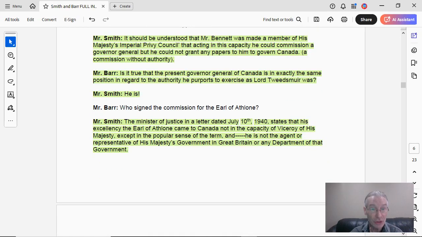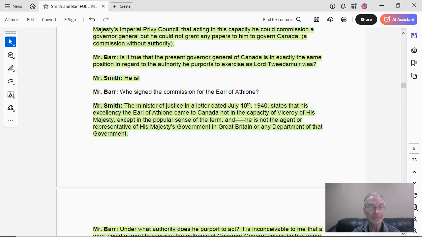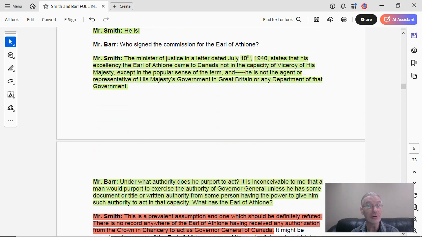Mr. Barr, is it true that the present Governor General of Canada is in exactly the same position in regard to authority he purports to exercise as Lord Tweedsmuir? He is. The Minister of Justice, in a letter dated 10th of July 1940, states that His Excellency, the Earl of Athlone, came to Canada not in the capacity of Viceroy of His Majesty, except in the popular sense of the term, and he is not the agent or representative of His Majesty's government in Great Britain or any department of that government.